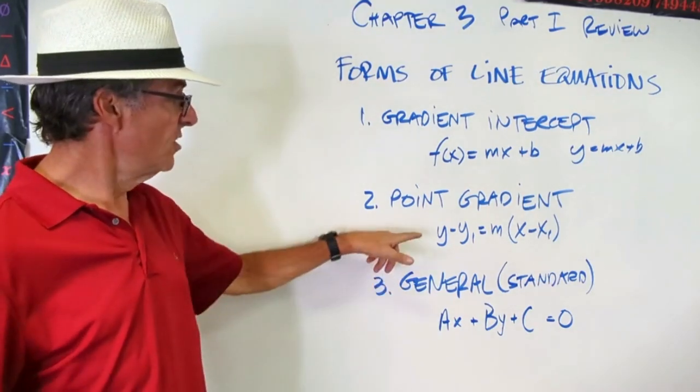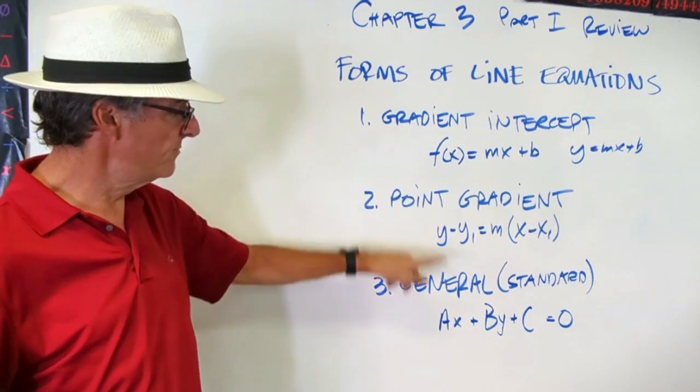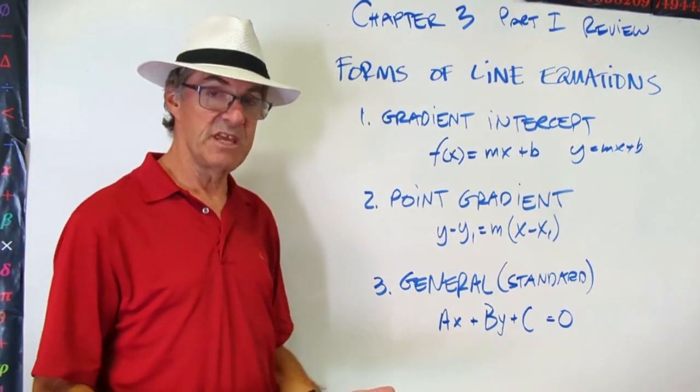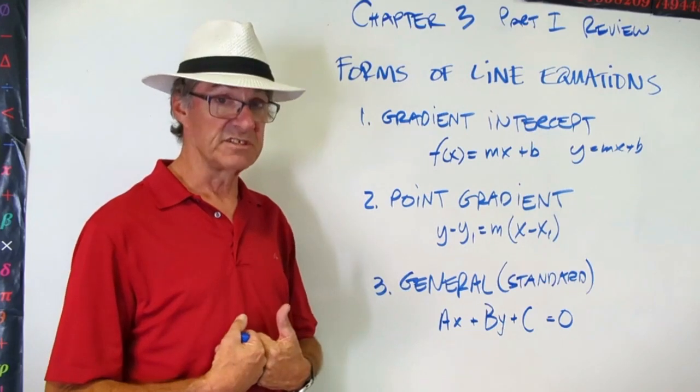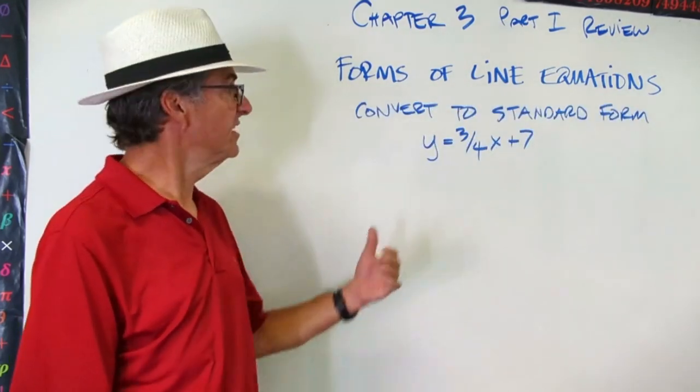So sometimes when you're coming from one of these forms to this one, that's the trickiest part. What do you multiply by to get rid of all the fractions? Okay, here's one type of problem you might see.